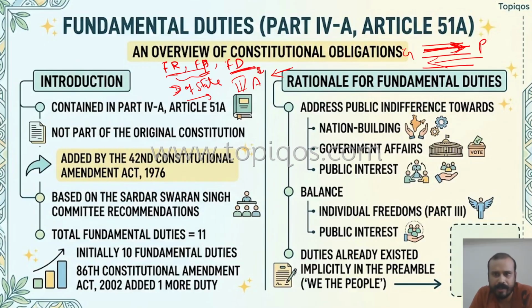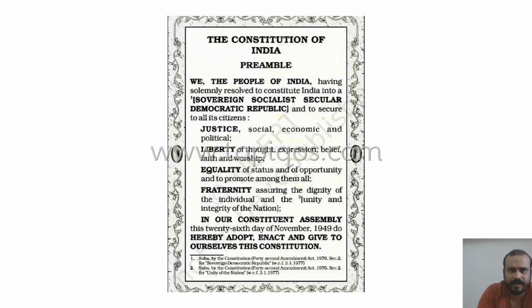So a balance should be there between your individual freedom and the freedom of others also. If you have the right to practice your own religion, you also have the right to let others practice their own religion. But the point here is that the balance should be there, and this is done in the interest of the public. Why? Because if you have certain rights, you have duties also. Now let us read the preamble here.